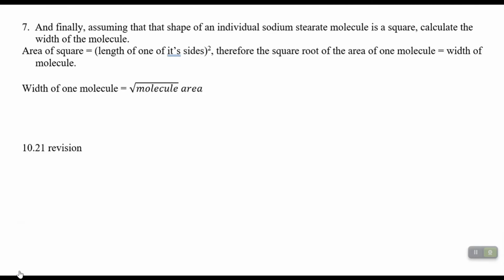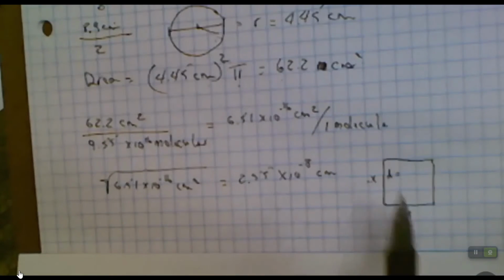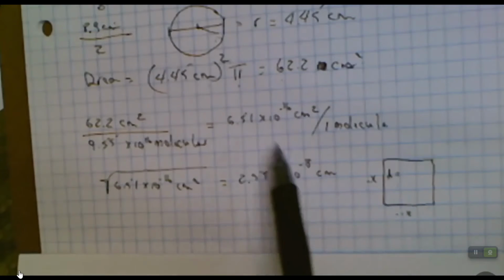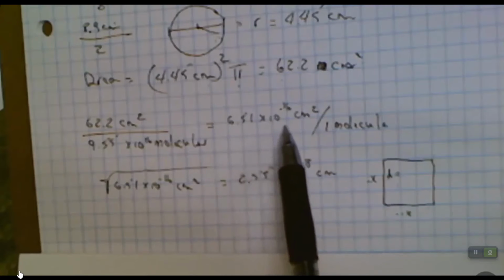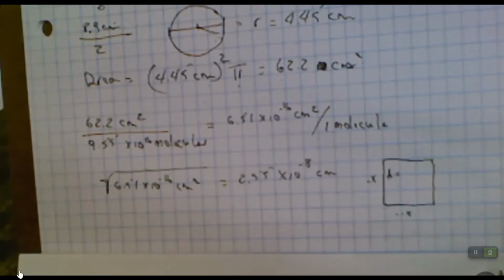And then the last step is we're going to make an assumption. We're going to assume that the shape of this individual molecule is the shape of a square. Technically, if you could see it, it would look more like a long rectangle, but we're going to make a simplifying assumption because it makes our math a whole lot easier, and assume that it's a square. So if the shape of our molecule is a square and we want to calculate the width of that molecule, we know that the area, which we already calculated, is 6.51 times 10 to the negative 16 centimeters squared. That's the area inside that square.